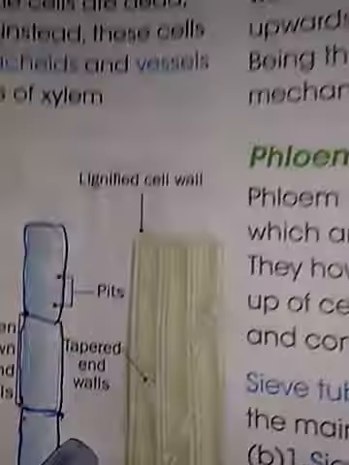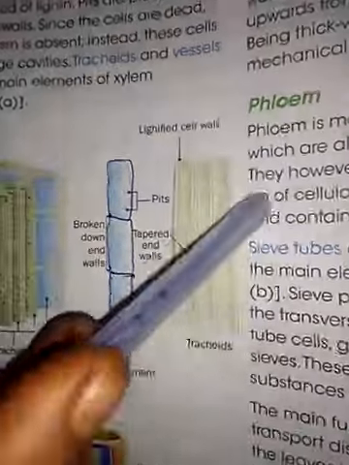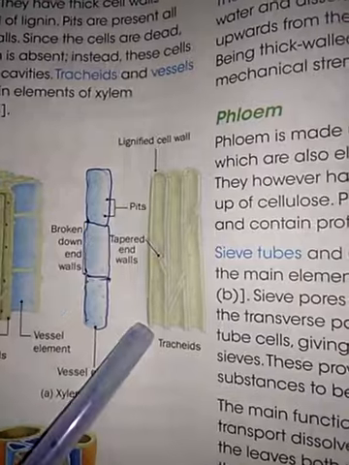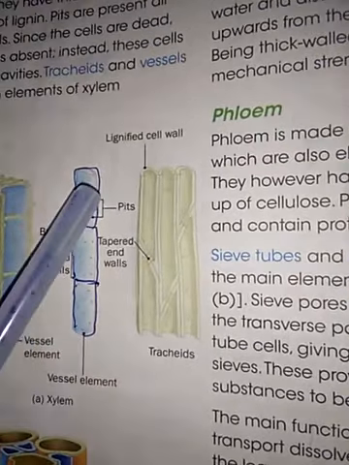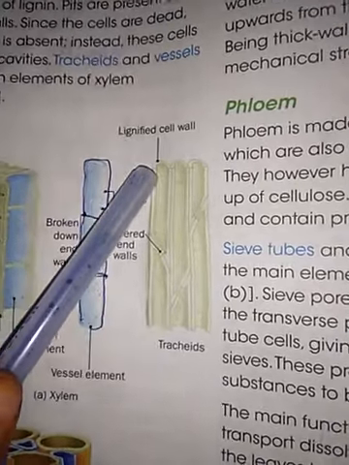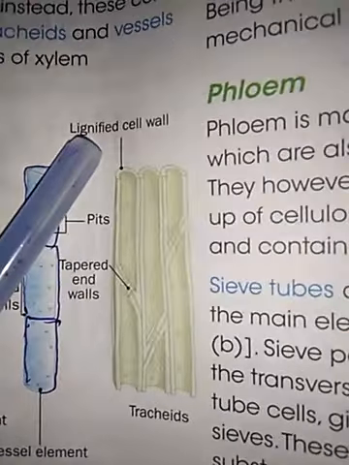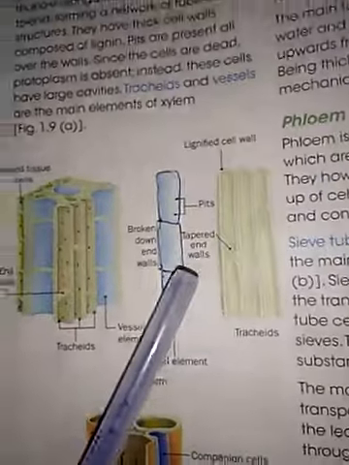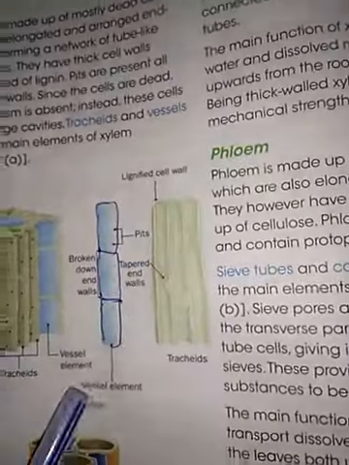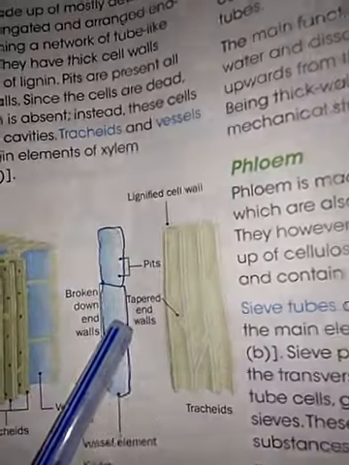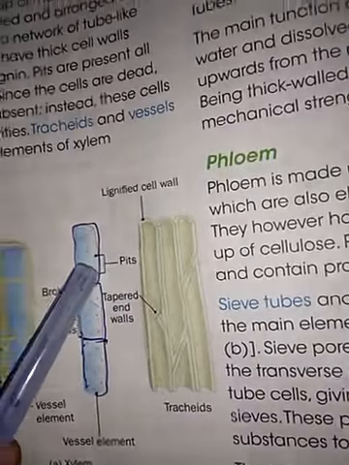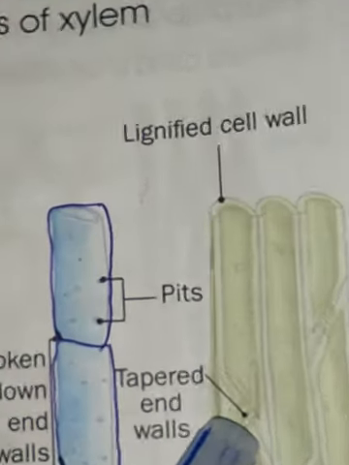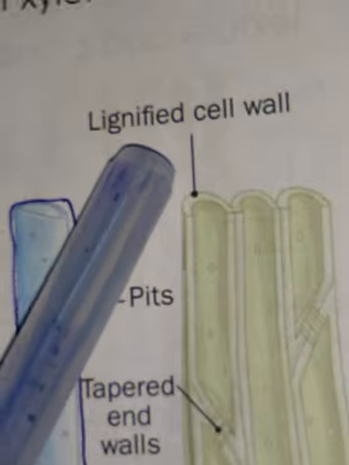See, the outer layer is called the cell wall. How is the cell wall present? Thick, like a thick structure. That is called lignin. You understand? In the cell wall, pits are present. See the picture, this is the cell wall. In the cell wall, some pits are present. The thick outer cell wall is called lignin.